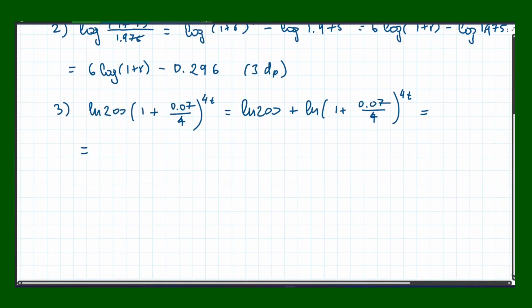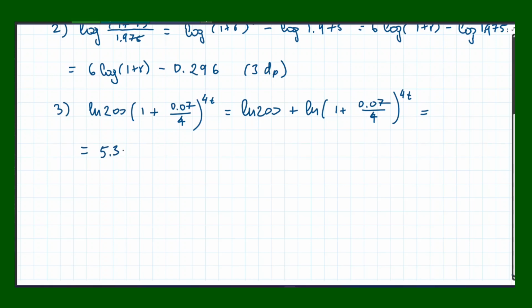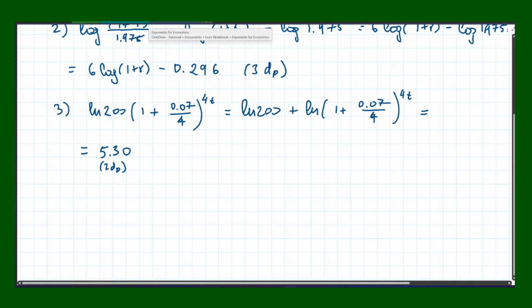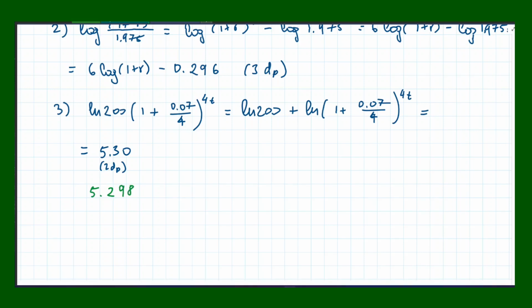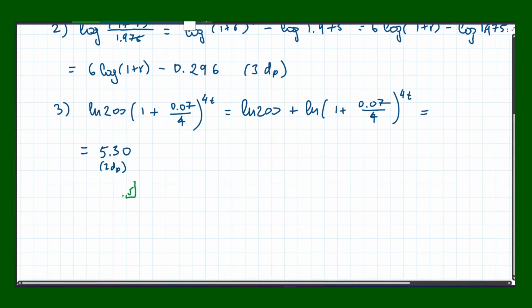ln of 200 is equal to 5.30 to 2 decimal places. I'm going to write down here so we know that we rounded to 2 dp, because the calculator gives me 5.298 and 8 is telling me to round up, so 29 becomes 30. So let's remove this side note.